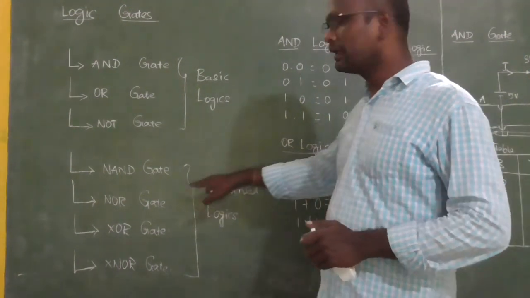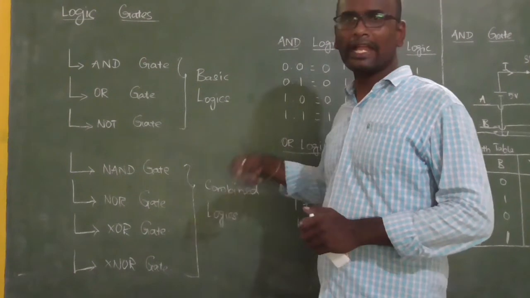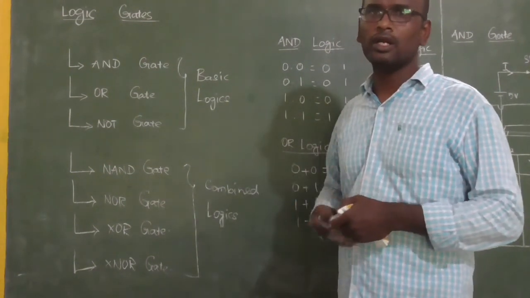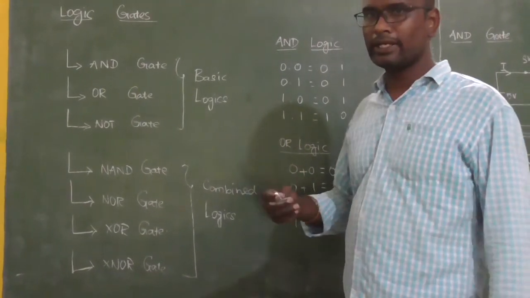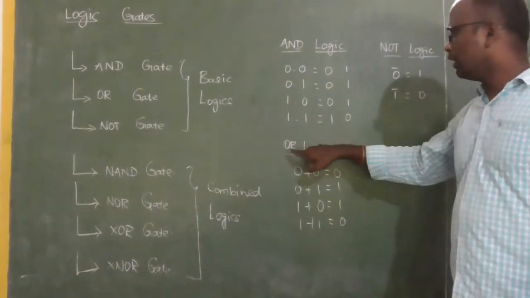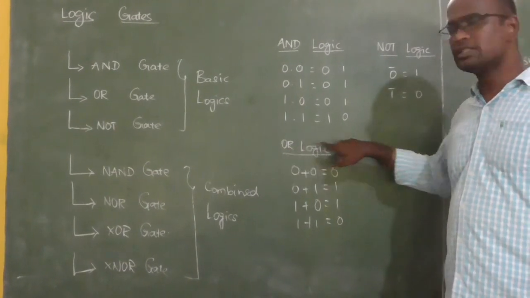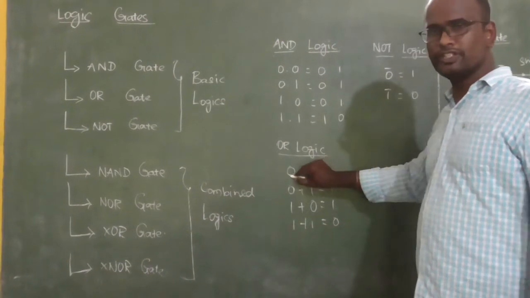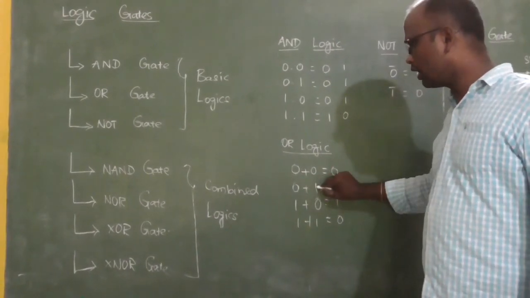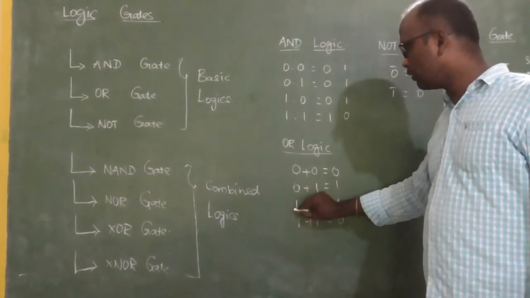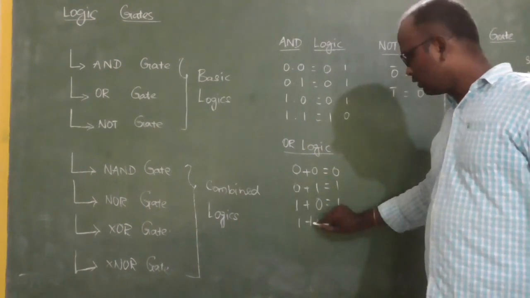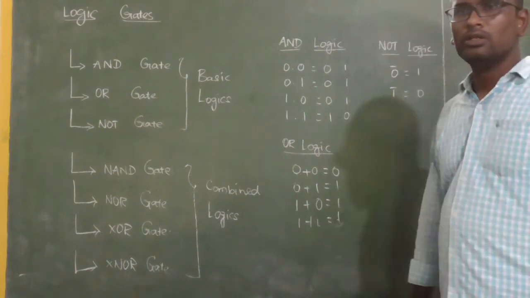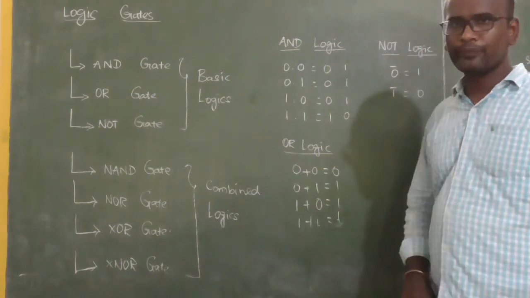Like that, the NOR gate is also a negative OR gate, that is, not OR gate. So this is the negative of the OR gate. If we see the OR logic here, that means 0 or 0 is equal to 0, 0 or 1 is equal to 1, 1 or 0 is equal to 1, 1 or 1 is equal to 1. So these are the OR logic.